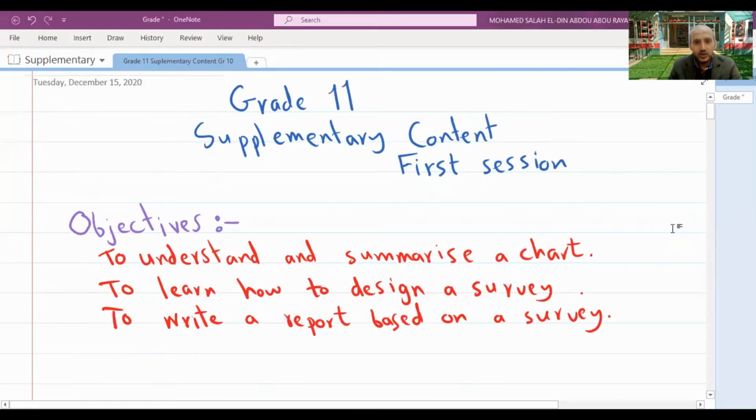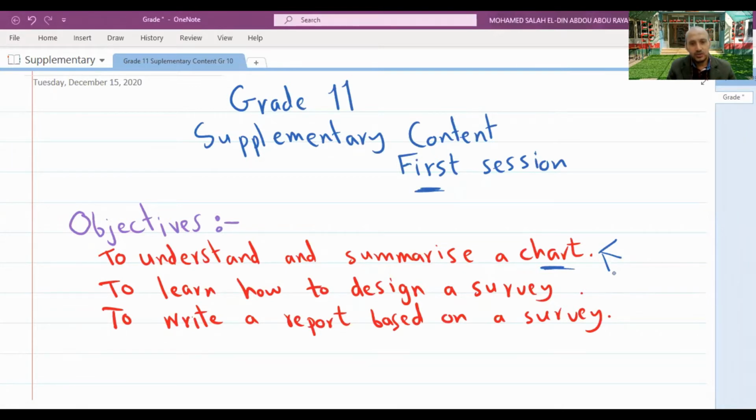As I told you before, we have 3 sessions. This is the first session for today, starting with the objectives. By the end of this session, inshallah, we will be able to understand and summarize a chart. If you remember, in grade 10 we learned some types of charts. I leave it to you to remember what kinds of charts we studied in Unit 1 last year.